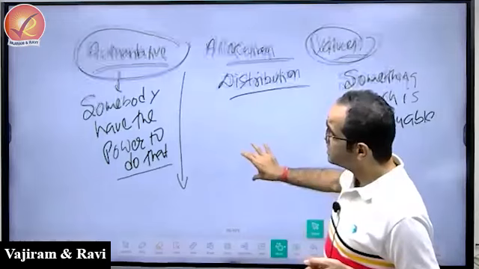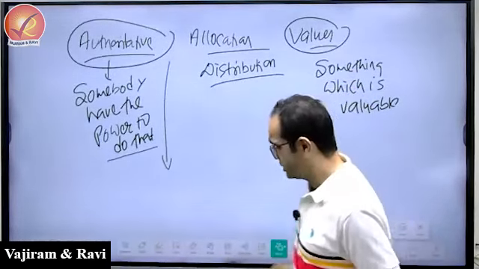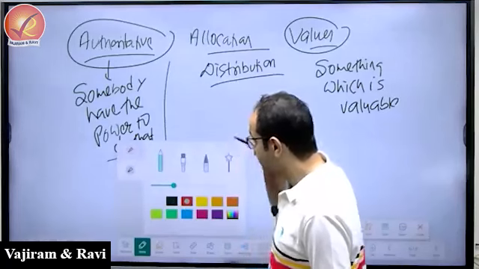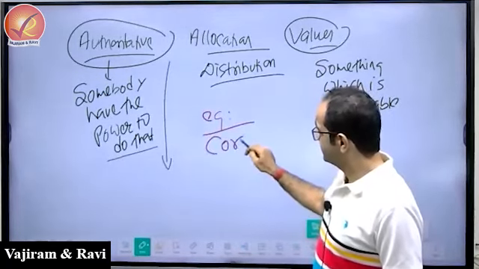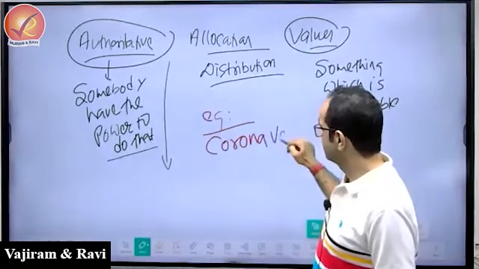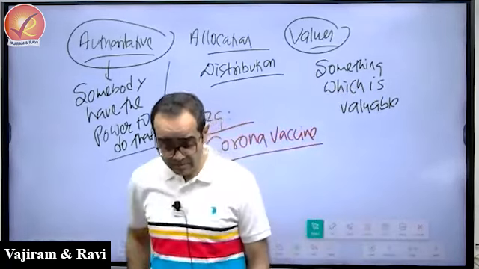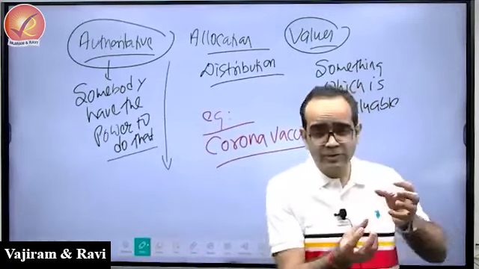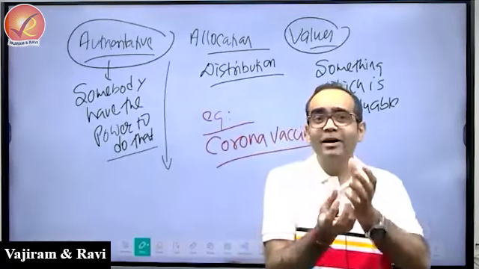Allocation talks about distribution. And values is something which is important. Now, one example, if I give you the corona vaccine. When the corona vaccine came, there were memes on social media also, that somebody who is proposing to his girlfriend is opening the vaccine, saying, take this vaccine, this vaccine is very valuable.